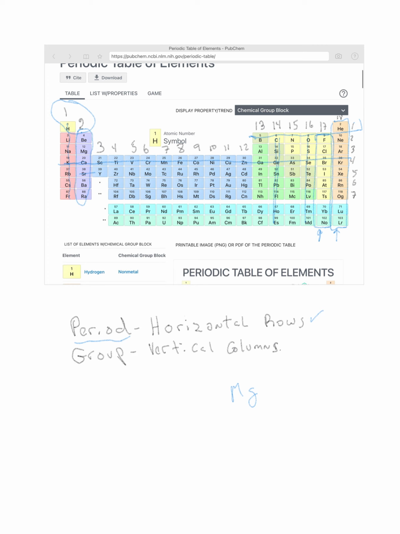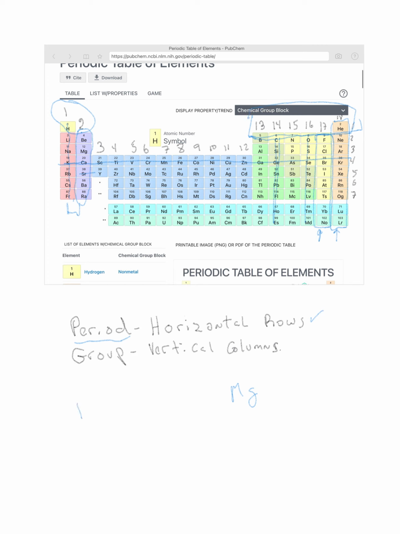And groups 1 and 2, they're metals. They have a tendency to lose their valence electrons when they bond. So they're going to form positive ions. If we go over to groups 13 through 18, these are the nonmetals for the most part. If you want to figure out the number of valence electrons in groups 13 through 18, subtract 10 from the group number, and that's the number of valence electrons they have.